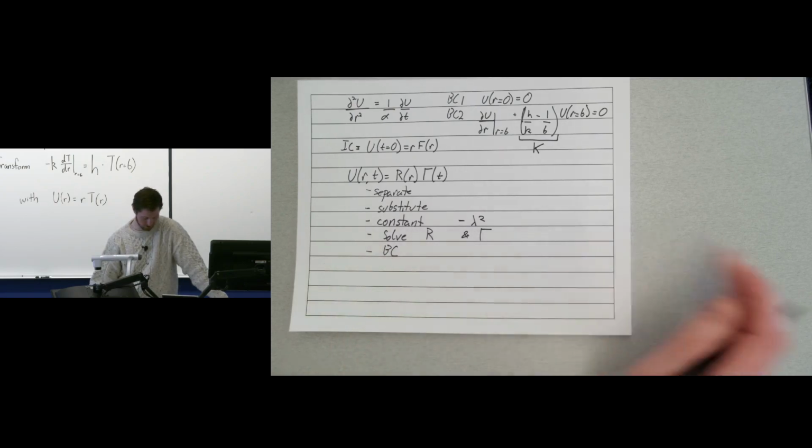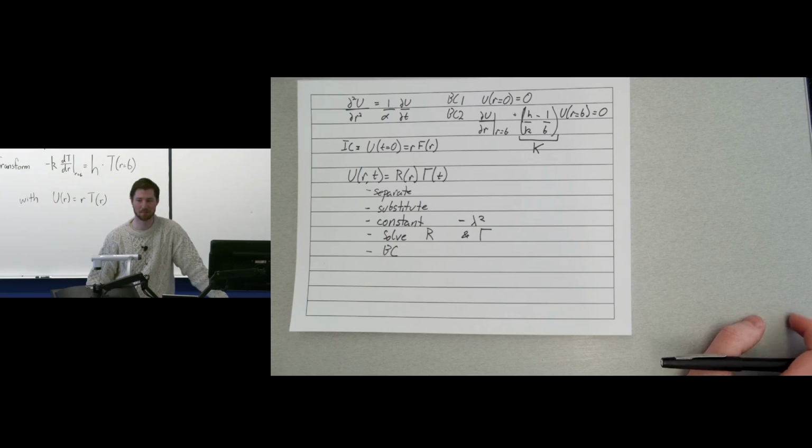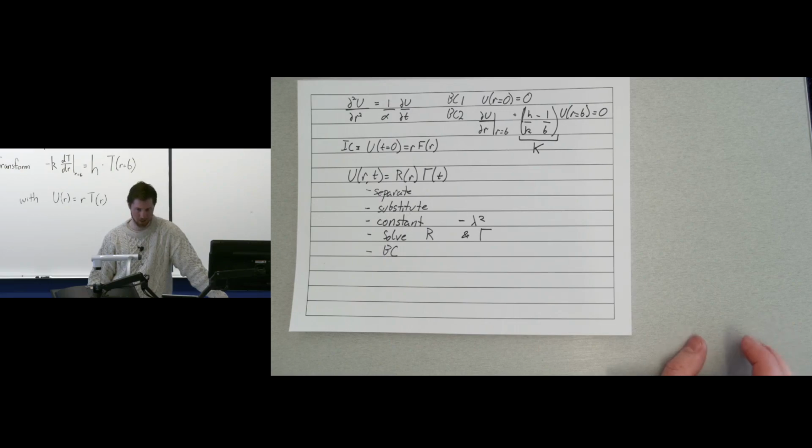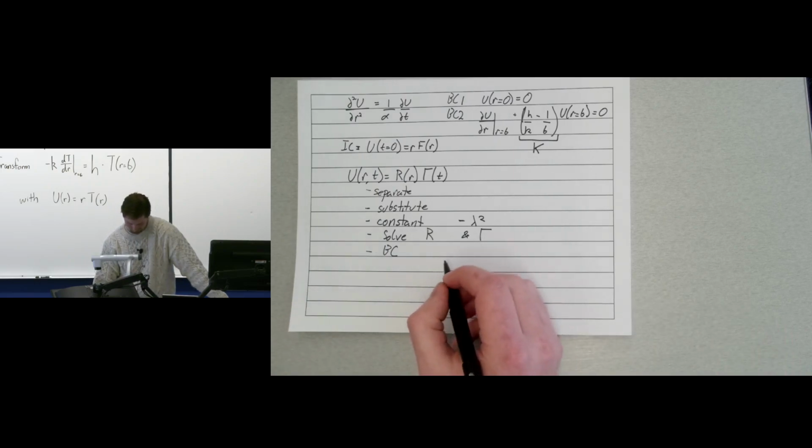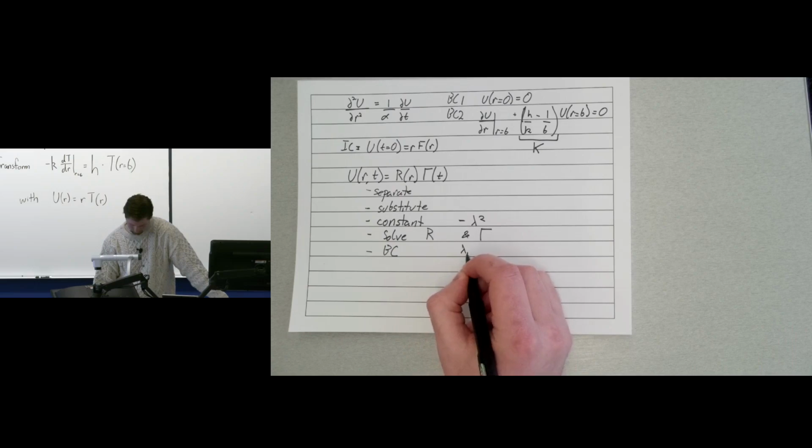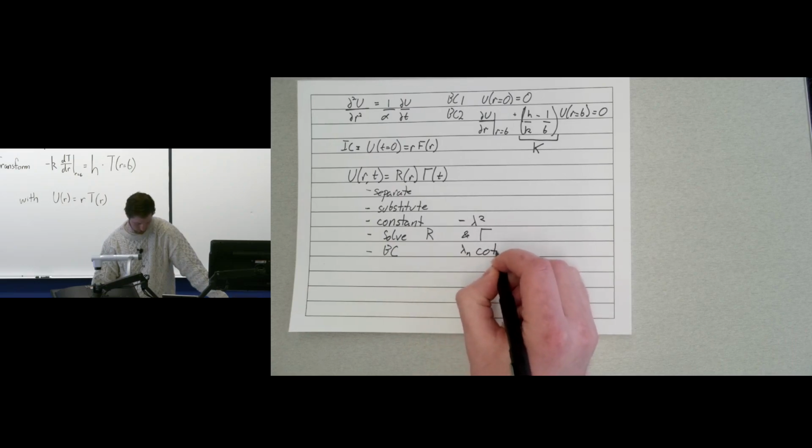Then boundary conditions. Did anybody actually do the math and figure out which conditions? Yes, the one with cosine. Yep, okay. Cosine is going to disappear. And if you did that, did you get my eigenfunction? Lambda n cotangent. Exactly what he said.